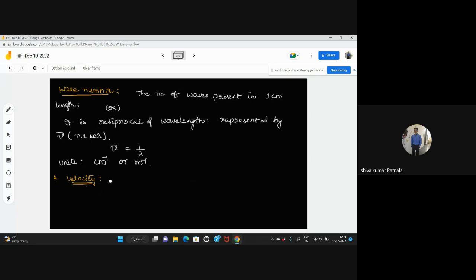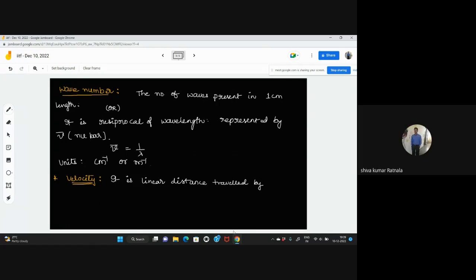See, velocity means what? It is linear distance traveled by... Sir, it is actually per centimeter, per wavelength. Within 1 centimeter, how many waves are present? So per centimeter means 1 by centimeter only. That is 1 by wavelength, the wave number only.